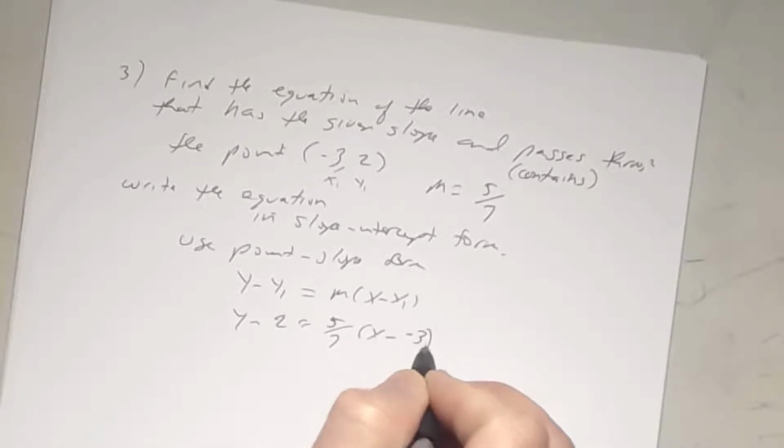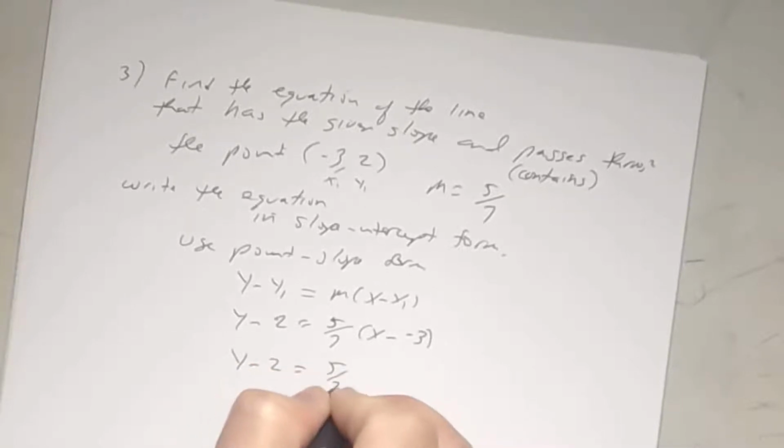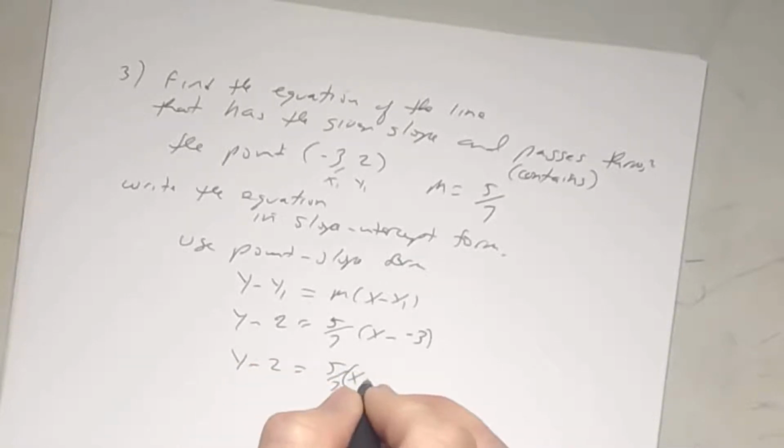Very good. Now, just like we did a while ago, before you distribute, rewrite x subtract -3 as x plus 3, okay? So y minus 2 equals 5/7 times x plus 3. Any questions? Now distribute. Now remember, some of you have a little issues with fractions. You better get a handle on that real quick.